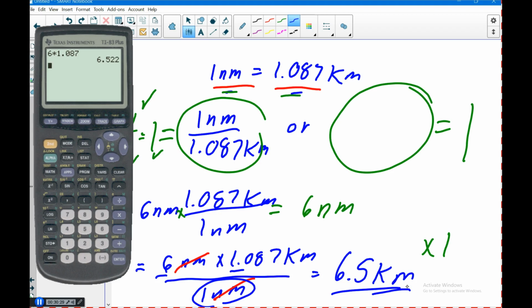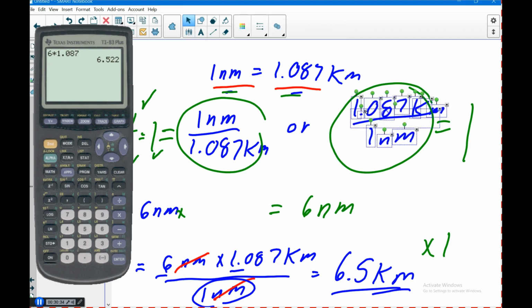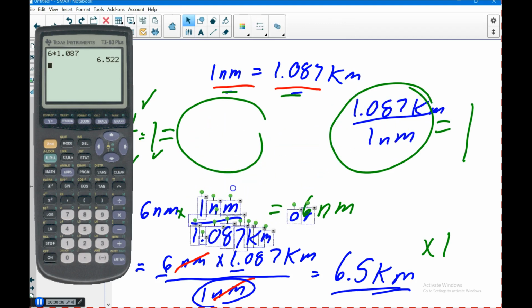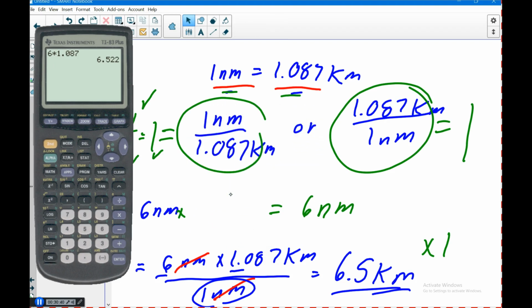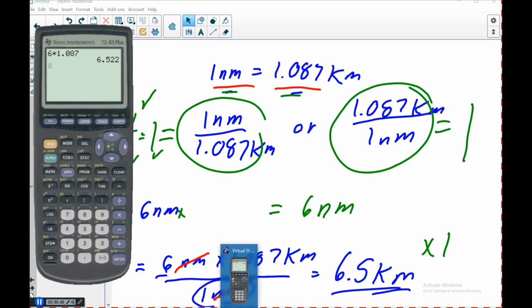And when I go from kilometers to nautical miles, all you got to do, instead of using this one, use this one. See? That makes sense. And that's the easiest way you can do conversions like that.